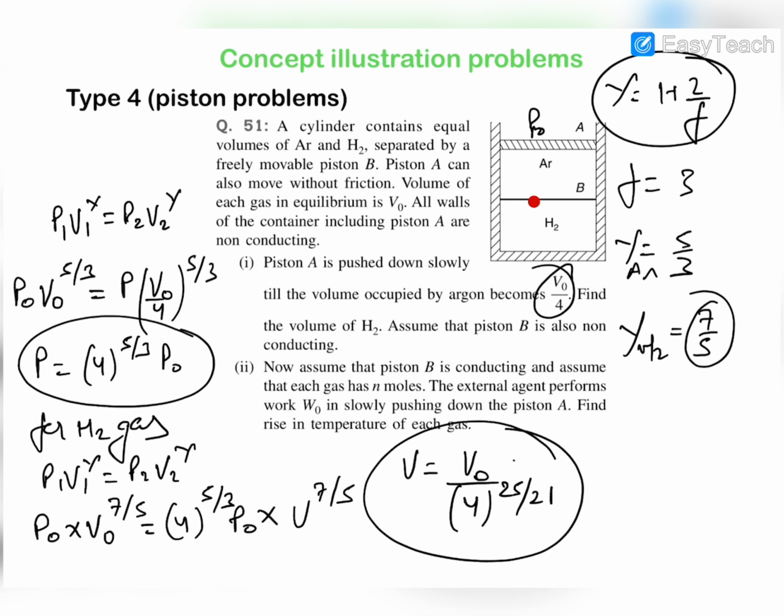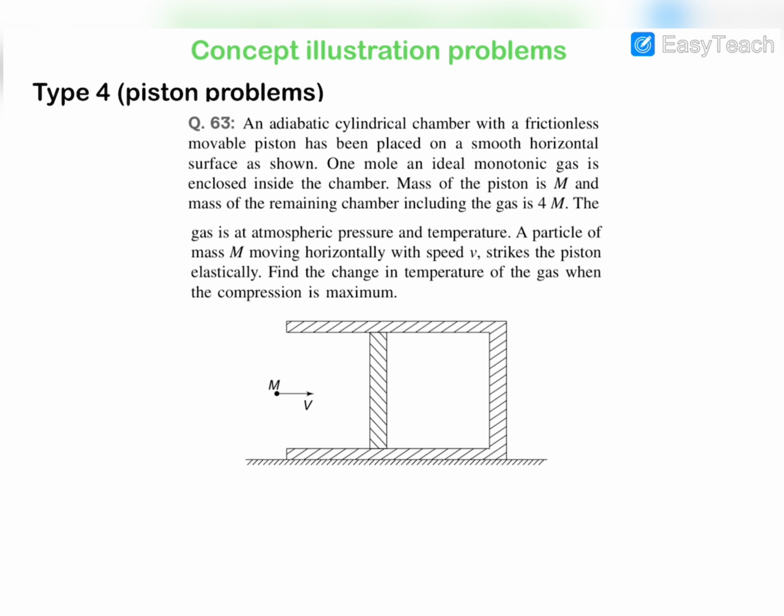If the middle piston B is conducting, then these gases will share heat, which means the temperature of the two gases will be the same at all times. I am not saying that it is an isothermal process, but I can say that the temperature of both gases at any instant of time will be the same. So if their temperature is the same, then delta T will also be the same, because the initial temperature, pressure and volume were the same.